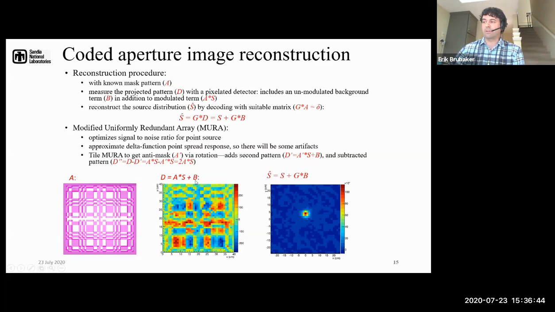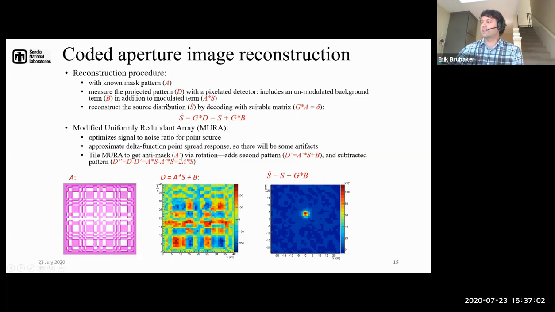But then there's also this background term, because like I said, you can have an imperfect opacity in the mask. You can have background coming from other areas. You can have room return, scatter in the room, and so forth.